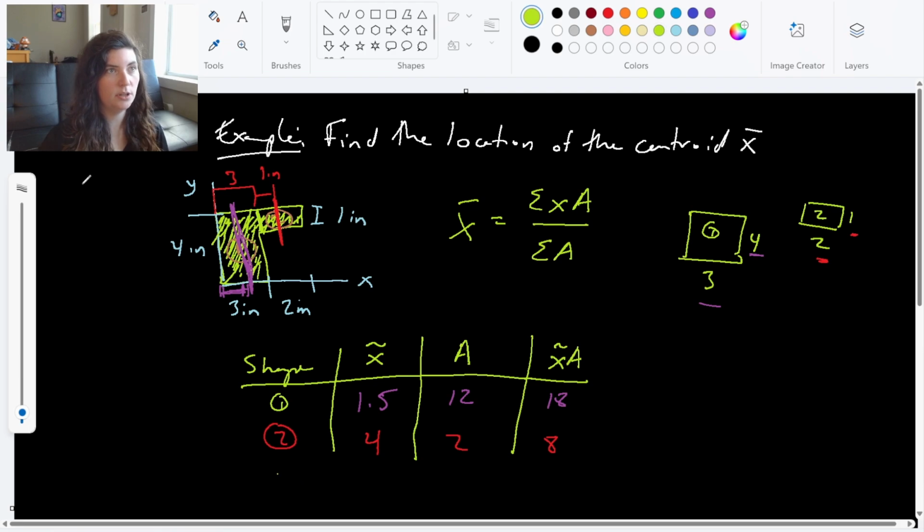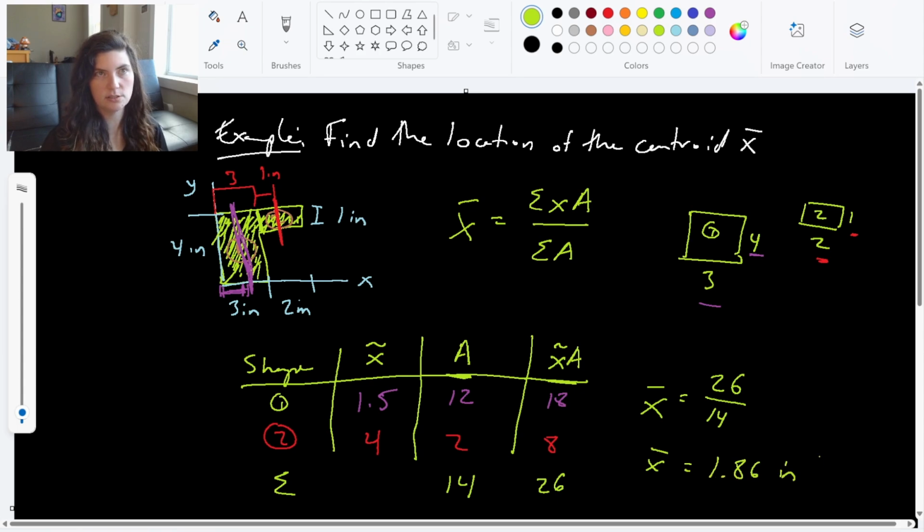And for my last step, all I'm going to do is sum everything down this table. The only two summations I really need are these last two columns: the summation for A and the summation for x tilde A. So that's 12 plus 2 is 14, and 18 plus 8 is 26. I can plug those numbers into my x bar equation. So the x centroid is 26 over 14, or, if I punch that into a calculator, 1.86 inches.